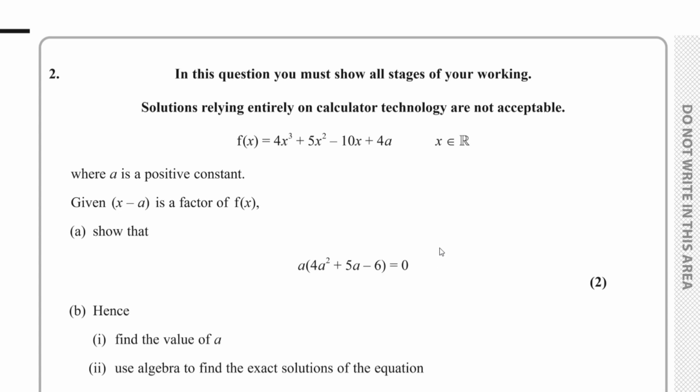Question number 2. F of x is equal to 4x cubed plus 5x squared subtract 10x plus 4a, where x is a real number and a is a positive constant. Given that x subtract a is a factor of f of x, for part a we have to show that a multiplied by 4a squared plus 5a subtract 6 equals 0.